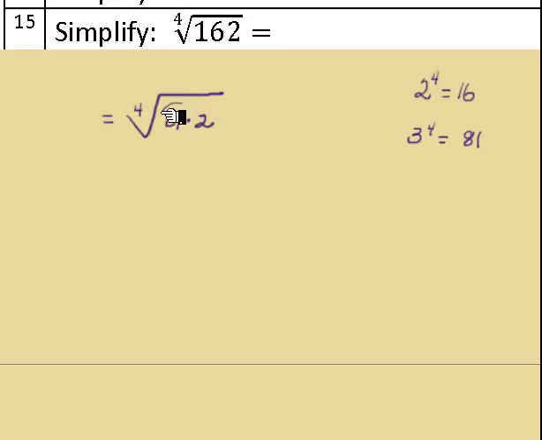And we're going to take the fourth root of 81. And we see over here that that's equal to 3. So this simplifies into 3 on the outside. And we have that 2 left underneath the fourth root.